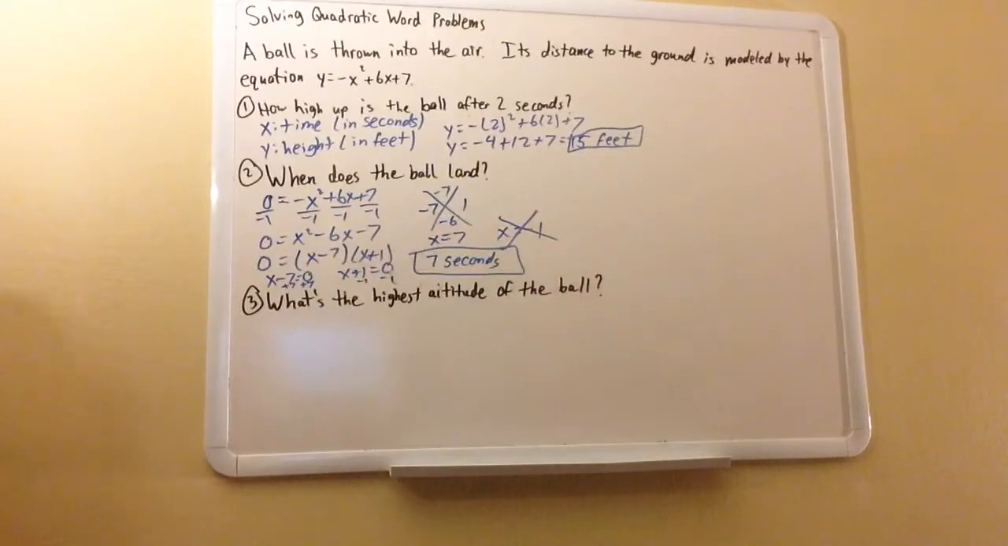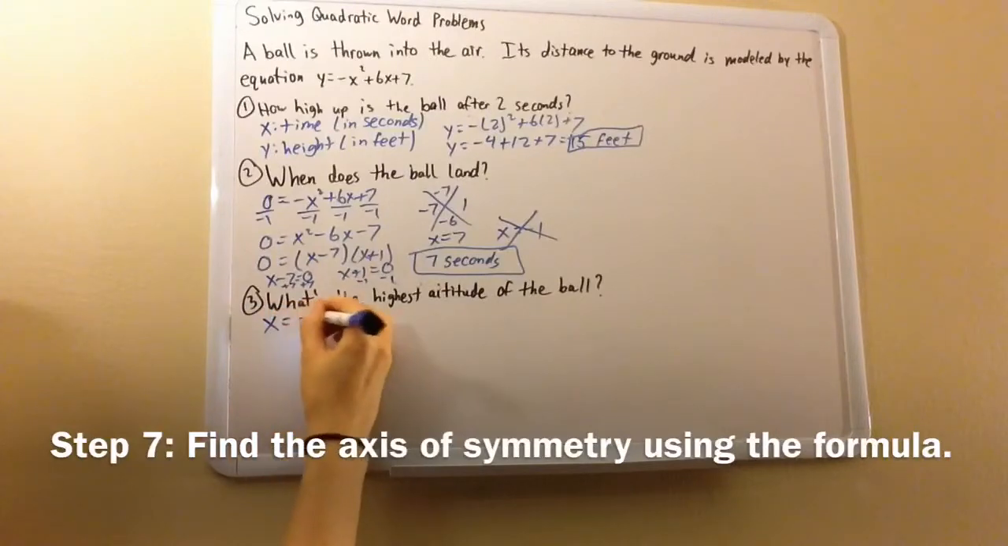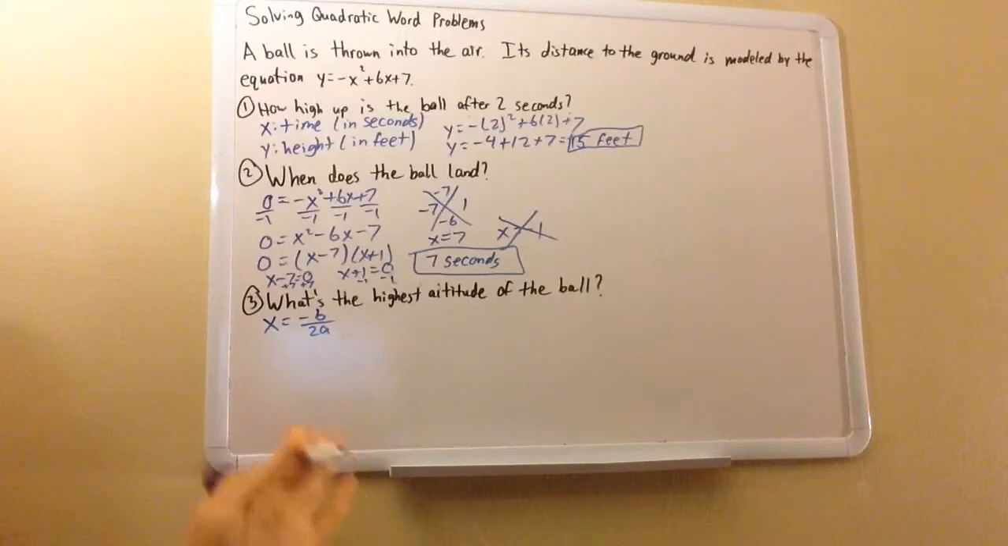Okay, now on to our last question. What's the highest altitude of the ball? So if we're talking about the highest, or the lowest, or the most, or the least, that all comes down to either maximum or minimum, which means we need to find the vertex. So I've talked about how to find the vertex before. Remember, to do that we need to find the axis of symmetry first, which is that x equals negative b over 2a formula. And then remember, we plug this back into the equation to find our y value for the vertex.